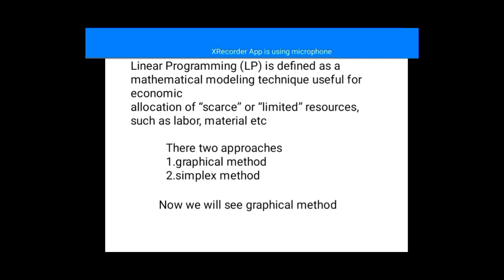So, first of all, what is Linear Programming Model? Linear Programming Model is defined as a mathematical modeling technique useful for economic allocation of scarce or limited resources.